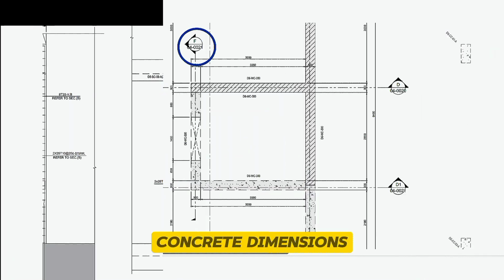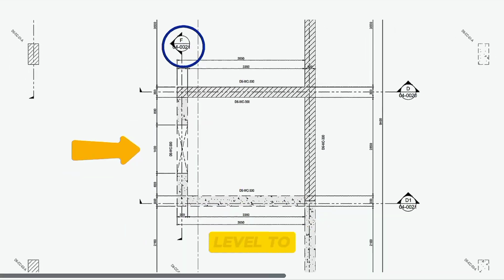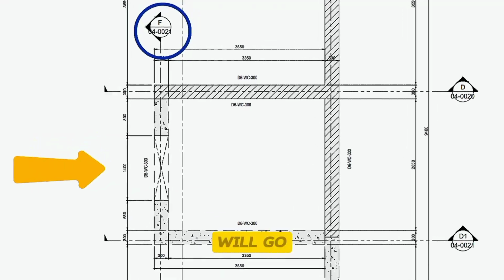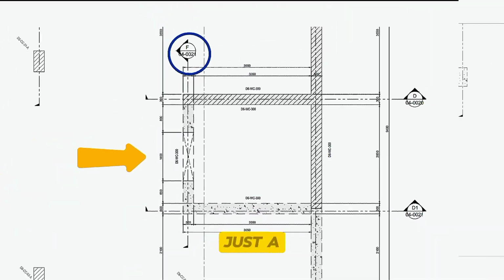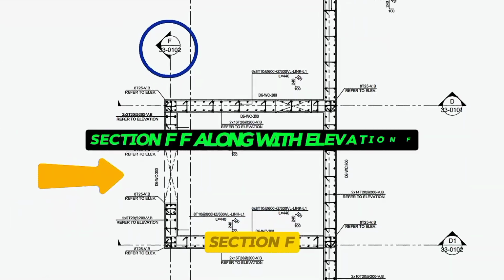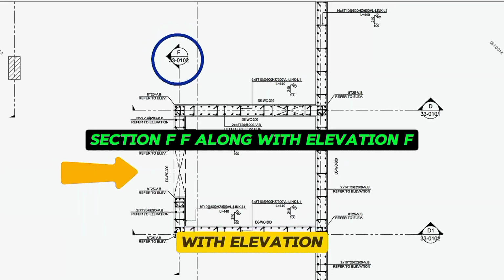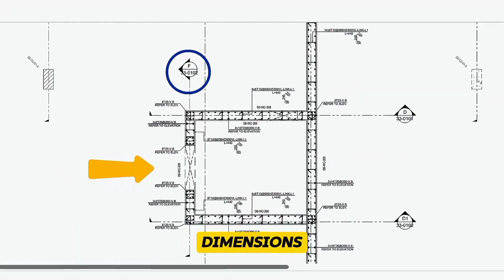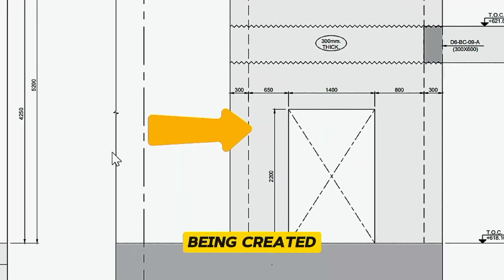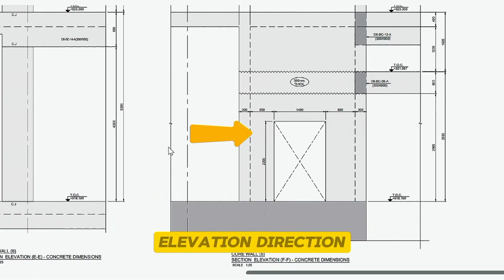Section FF concrete dimensions plans from ground floor level to level 1 indicate that there is 1 door in this wall, and it will go only up to level 1, just a little above it. The reinforcement details for core wall 6 section FF, along with elevation FF concrete dimensions, clearly show the dimensions of the door. There are 2 beams being created in this wall following the elevation direction.